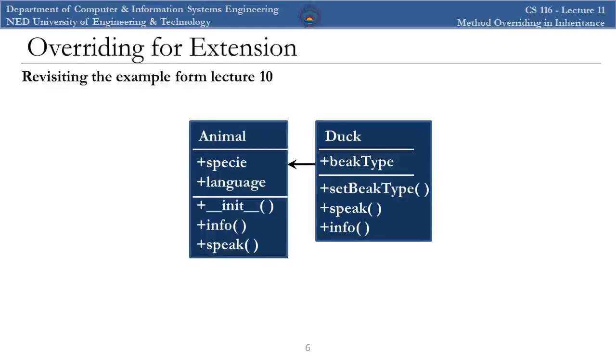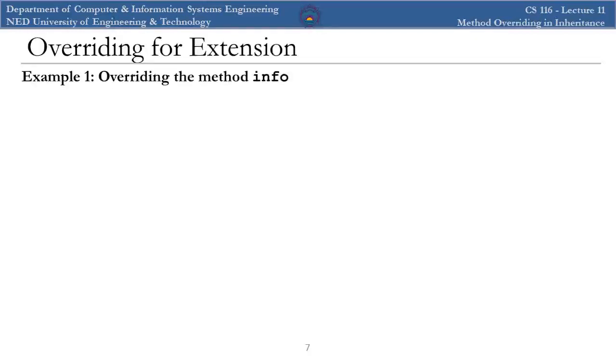And then we defined some new methods for duck as well, like beak type and set beak type, and we override speak method and info method, right? Because since we are adding an attribute here, we wanted these print methods to print accordingly. So this was the hierarchy that we developed in the last class. So this is what we were doing in the end, in the last lecture.